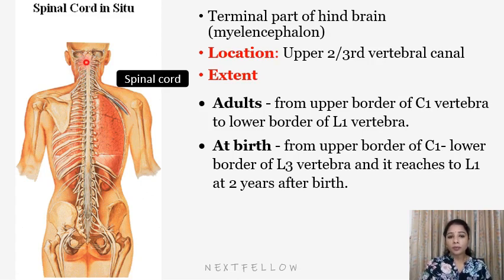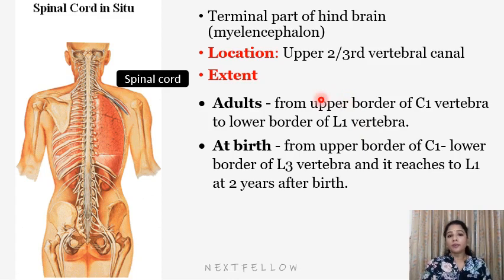So from the upper border of C1, it extends till the lower border of L1 in adults. It occupies the upper two-thirds of the vertebral canal. And where it terminates, the lower end is called the conus medullaris, which is also called the medullary cone, and this is located at the level of the lower border of L1 vertebra in adults.